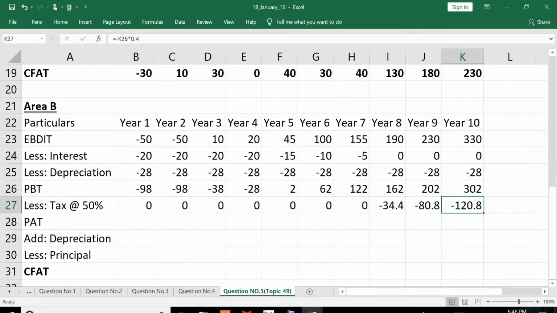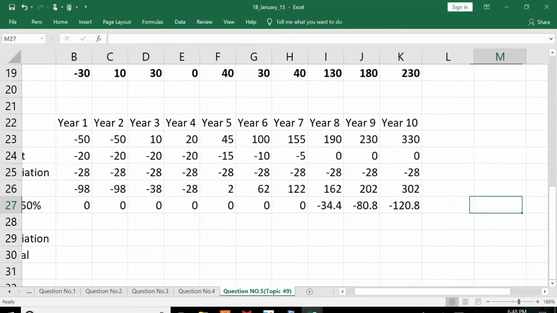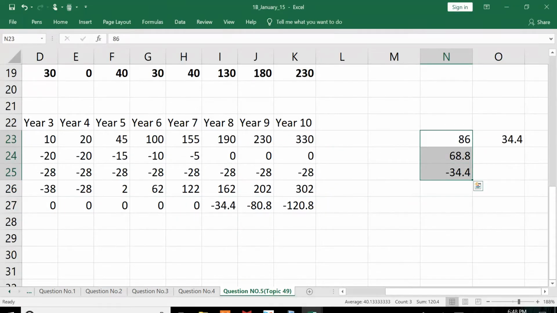Here we got PBT. Correct. Tax, like for revenue for 100%. You can do it any way you want to. You can show it in any way you wish to show.